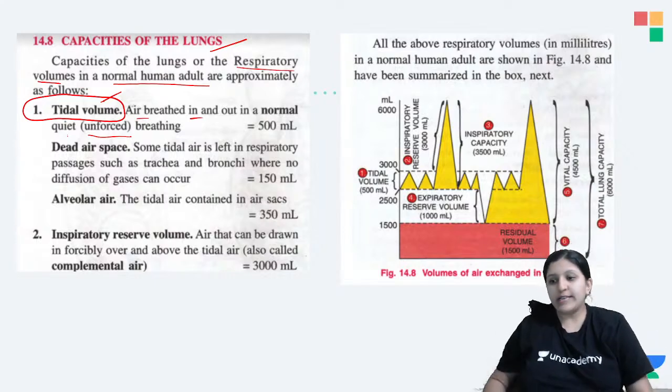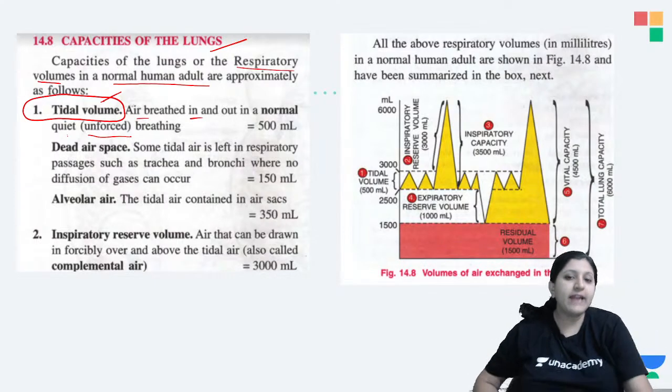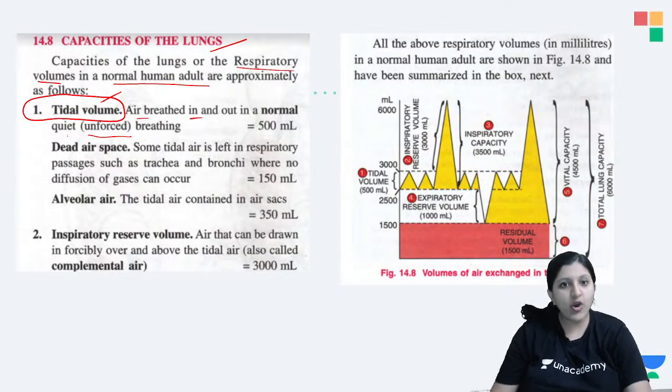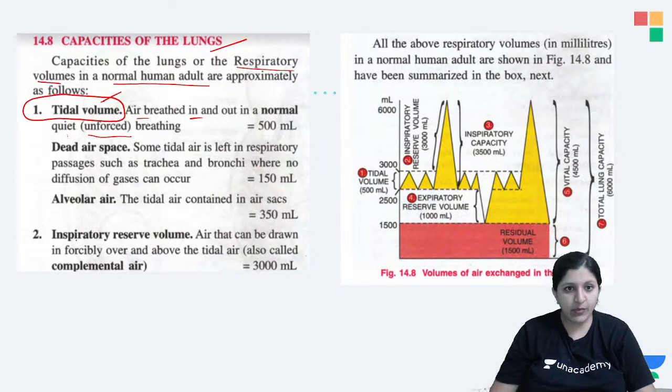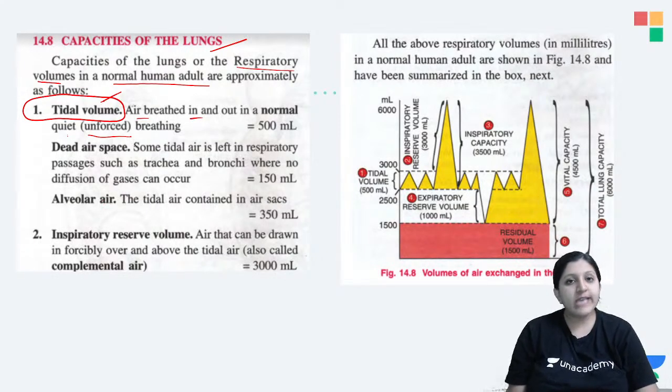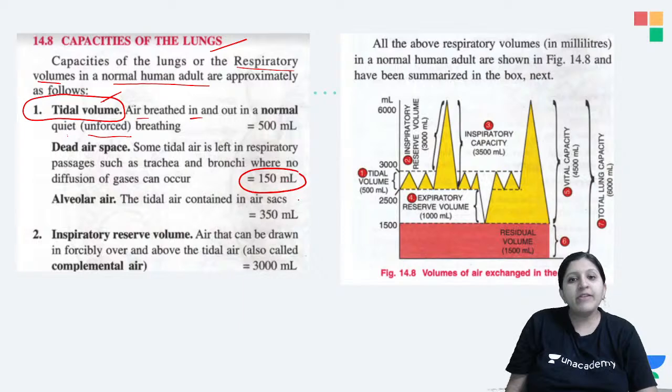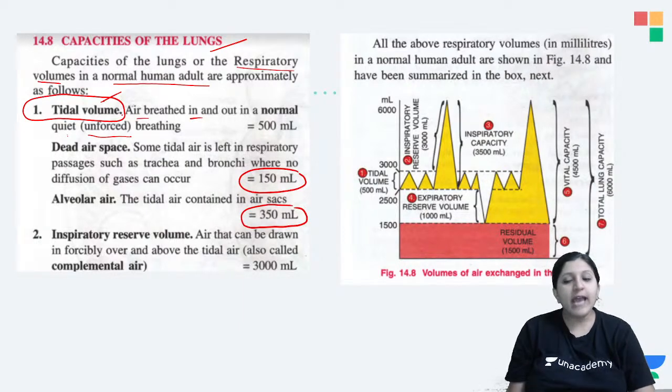So the air that is breathed in and out in normal, quiet or unforced breathing, we call the tidal volume. Then there is dead air space and alveolar air. The volume given here for dead air space is 150 ml and alveolar air is 350 ml.